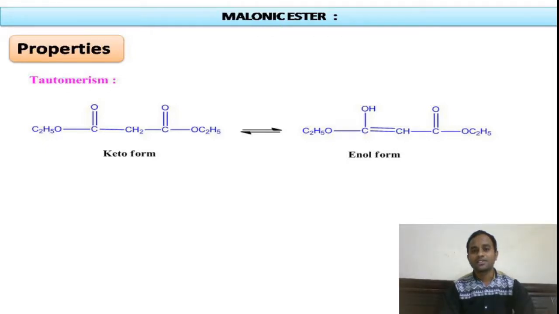But in the malonic esters, even though it exhibits tautomerism, the enolic form is present in a very little amount because of its less stability.